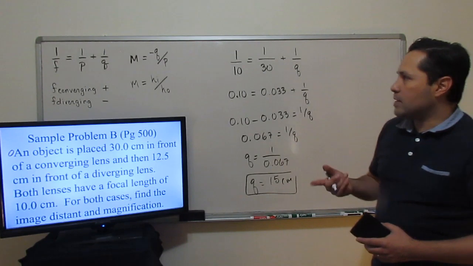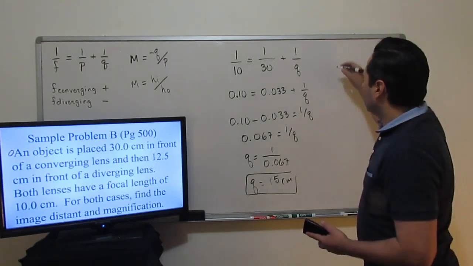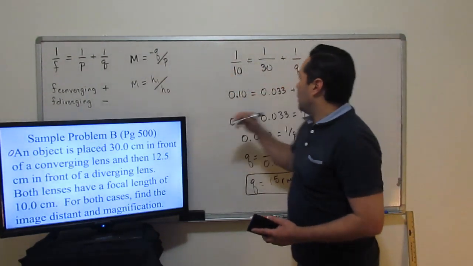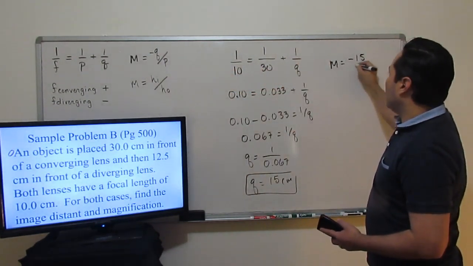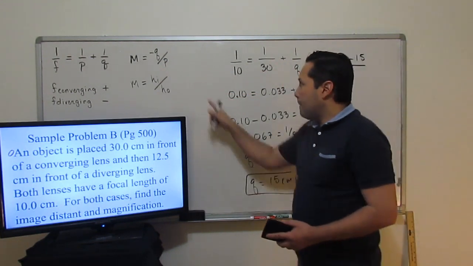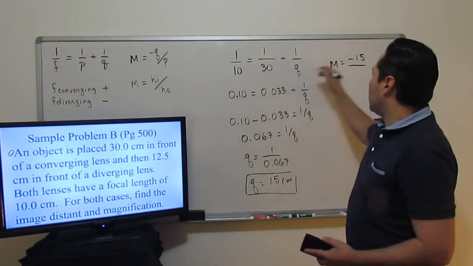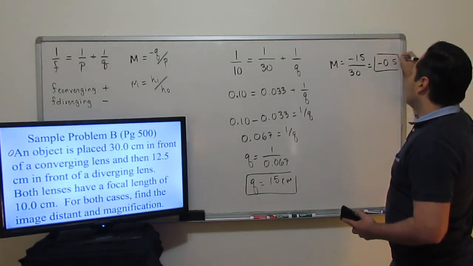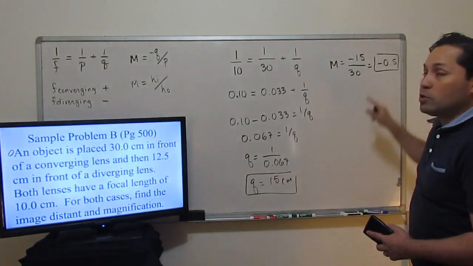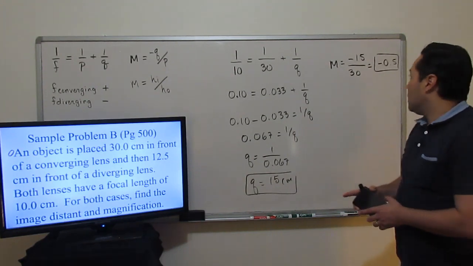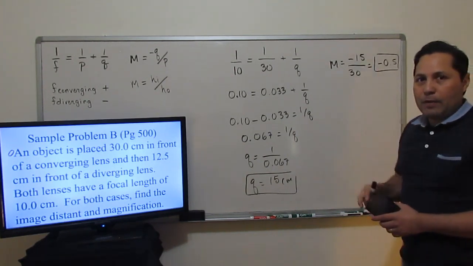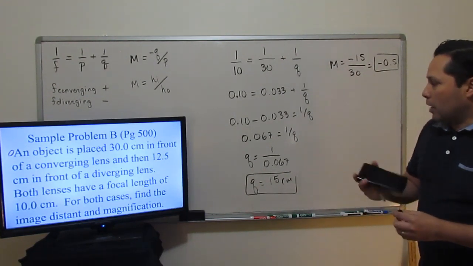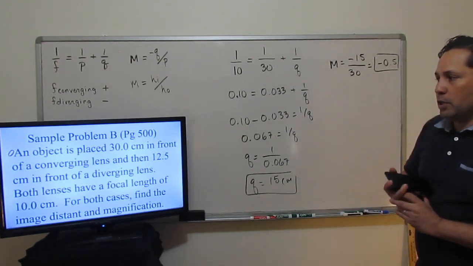Next, let's go ahead and figure out what is the magnification of this converging lens. The magnification is going to be negative Q, which we just solved for, 15 centimeters, divided by P. P was at 30. So that gives us a negative 0.5, which means two things. Number one, it's smaller than the original because it's less than 1. And number two, the fact that it's a negative magnification means that the object is upside down. It's inverted. Alright, so that takes care of our converging lens.